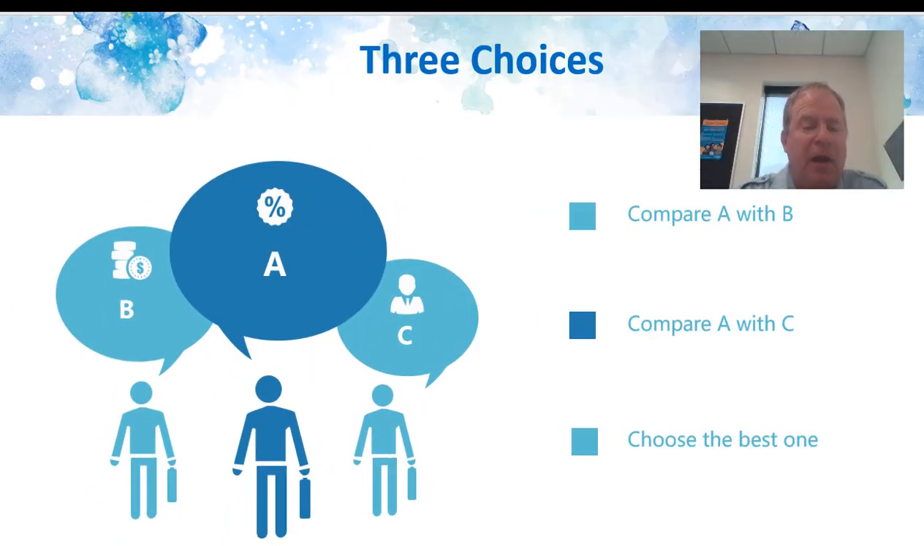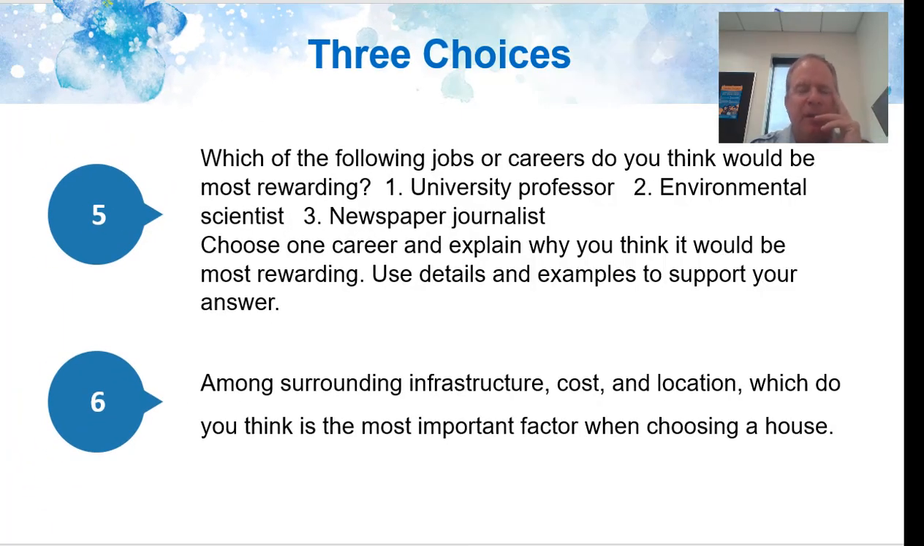The next kind of question in task 1 is to choose from 3 given choices. You can either compare A with B and compare A with C. Then choose the best one. Or you can directly state your best choice and give 2 examples to support your point of view. Here are some examples of the 3 choices independent speaking prompt. 5. Which of the following jobs or careers do you think would be most rewarding? A university professor, an environmental scientist, or a newspaper journalist? Choose one career and explain why you think it would be the most rewarding. Use details and examples to support your answer.